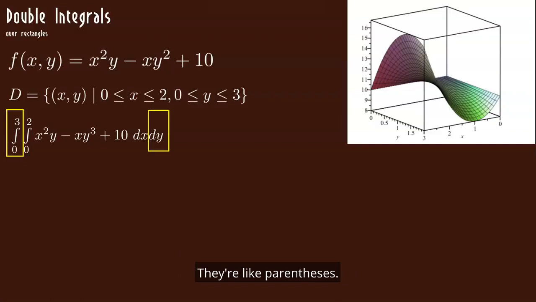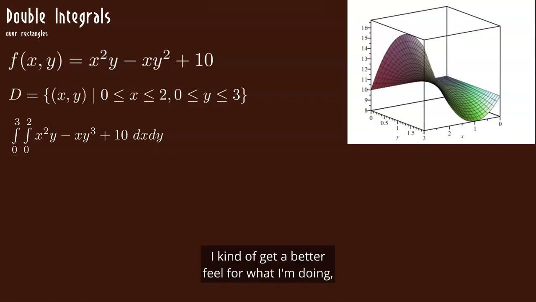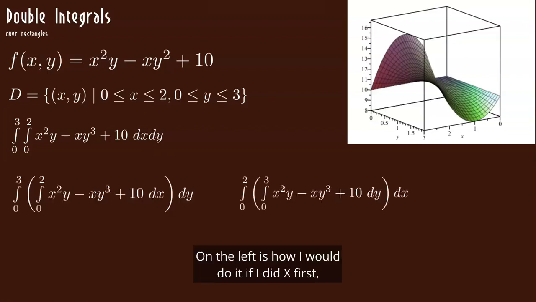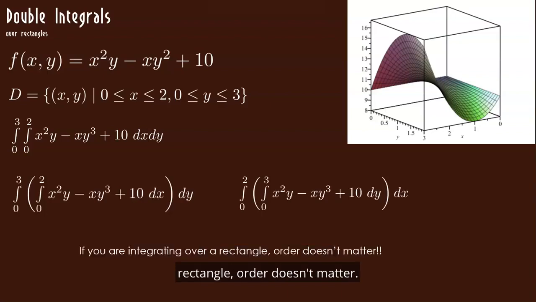They're like parentheses. To kind of get a better feel for what I'm doing, give myself parentheses so it looks easier. It looks something like this. On the left is how I would do it if I did x first, but I can just as easily do it with the y first. The nice thing is if you're doing this over a rectangle, order doesn't matter.